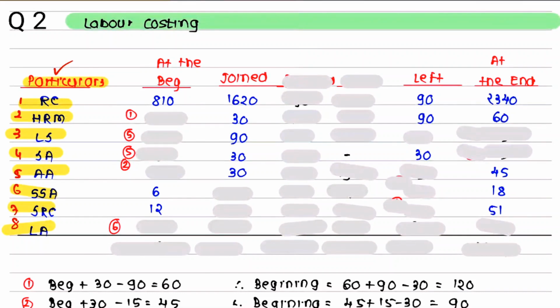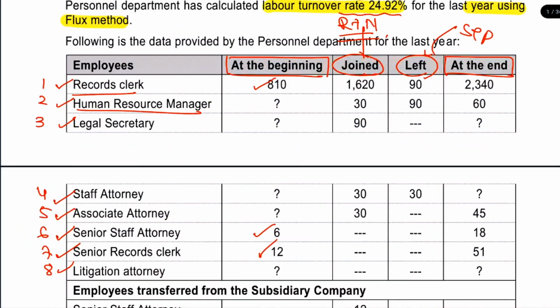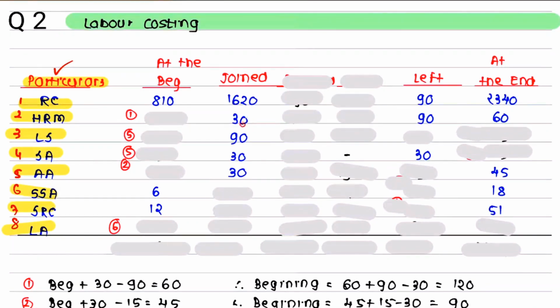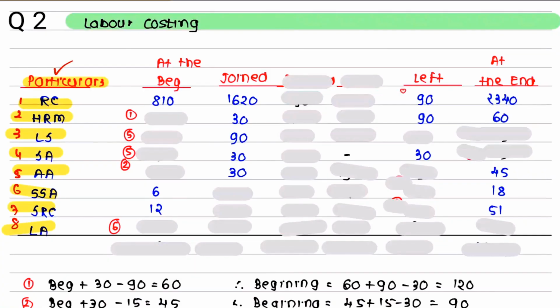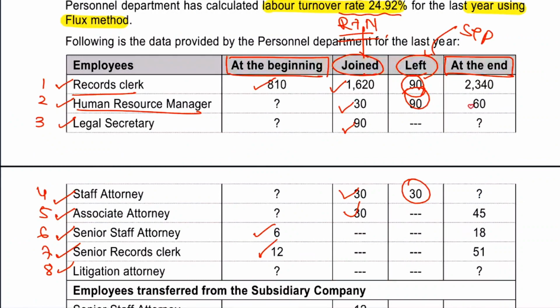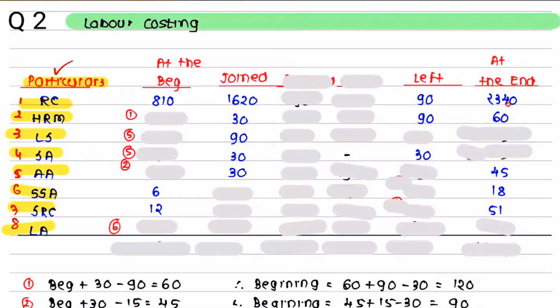Acha, so first of all, hello, are you clear with this? 810, 6 and 12. Okay, clear है ना? वो तो copy paste है. 1620, 30, 90, then 30, 30. Just a copy paste whatever data they have given. Then 90, 90, leave one line, then 30. Then 2340, 60, just a copy paste of whatever data was given.